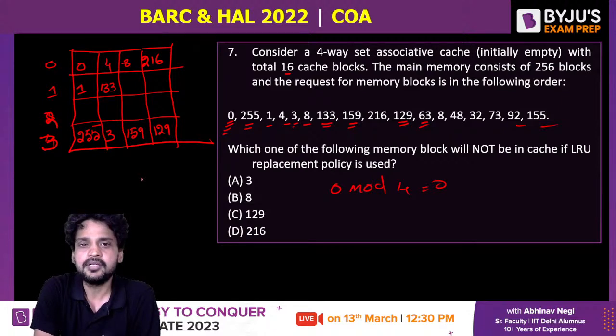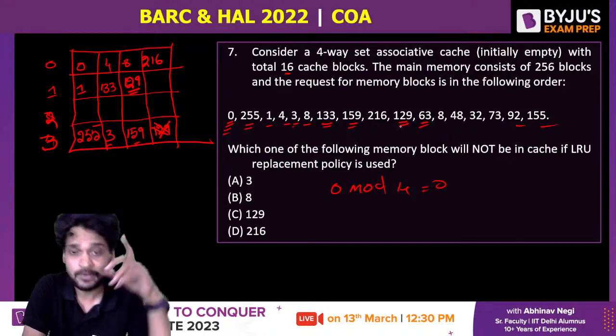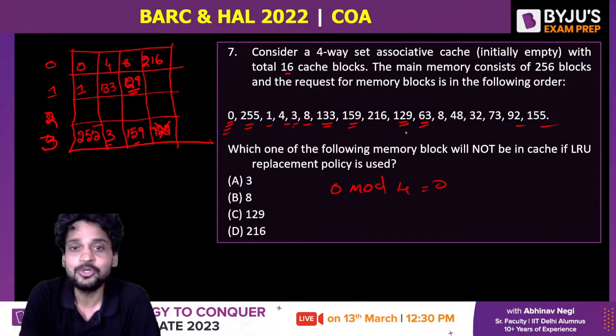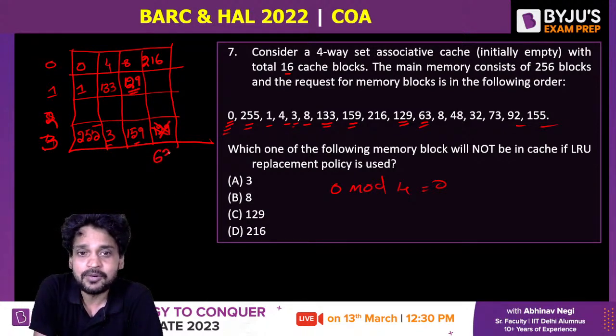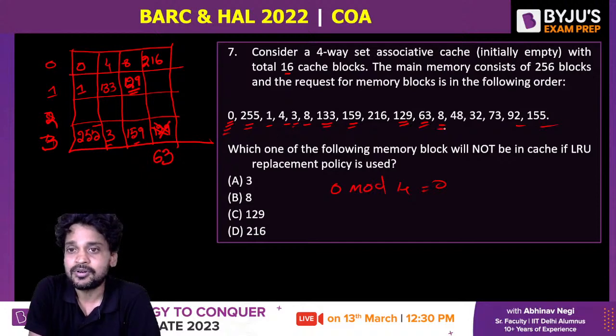Where am I? Did I miss anything? 156. 3 is here. 129. Sorry, 129 must be here, because 129 mod 4 is equal to 1, not 3. So where it is, 63 mod 4 will be equal to 3. 8 mod 4 is equal to 0. But for 8, I don't need to replace anything because 8 is a hit.